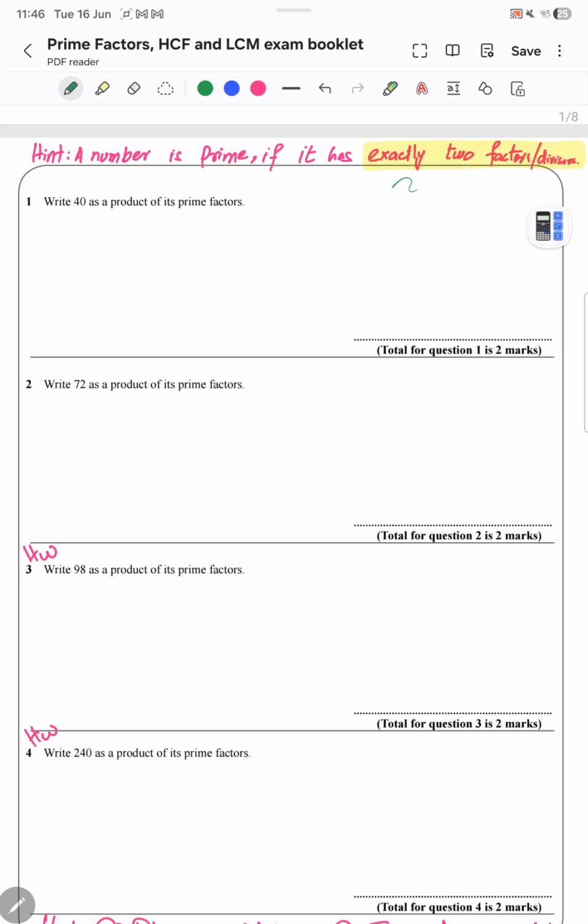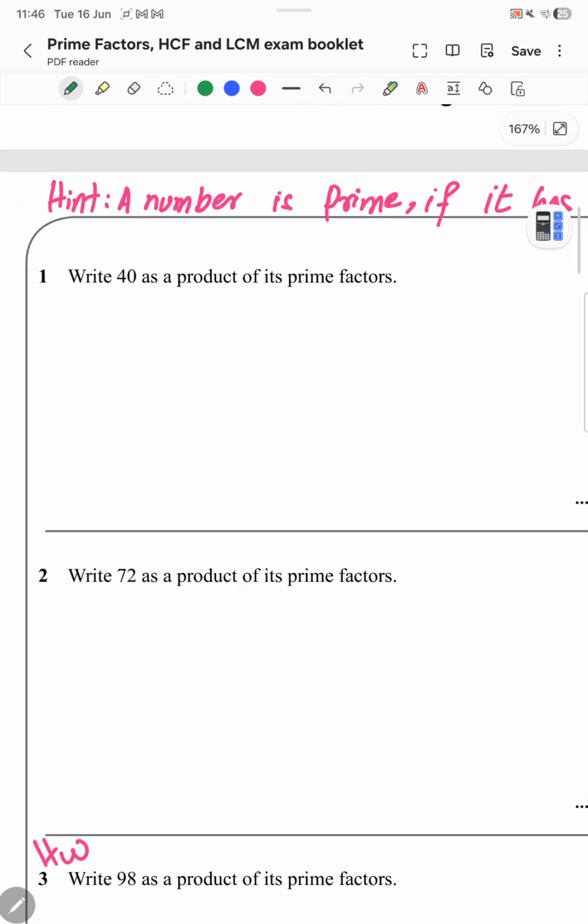Let's say you have the number 3. For 3, 1 can divide 3 and 3 can be divided by itself only, so there are only two factors or divisors of 3. That means 3 is a prime number. Now let's start the questions. The first question is: write 40 as a product of its prime factors. I will use the tree method for this question.